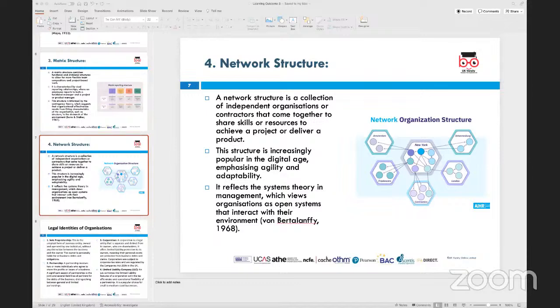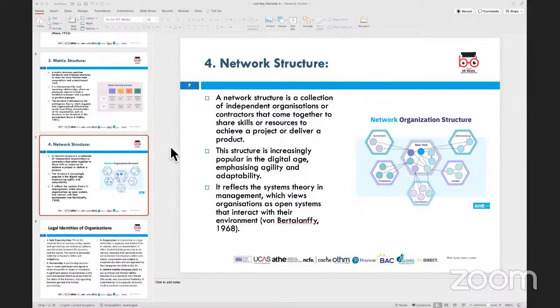So when we talk about network structure, this can be centralized and it can be decentralized. These structures have very few tiers, so their span of control tends to be quite wide, and they are generally set up in a way wherein decision making and idea generation can happen within that particular geography, division, or location of the organization.